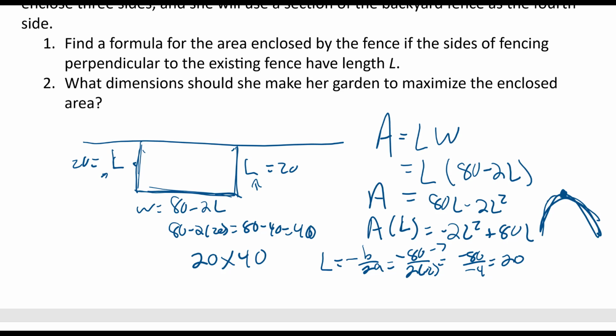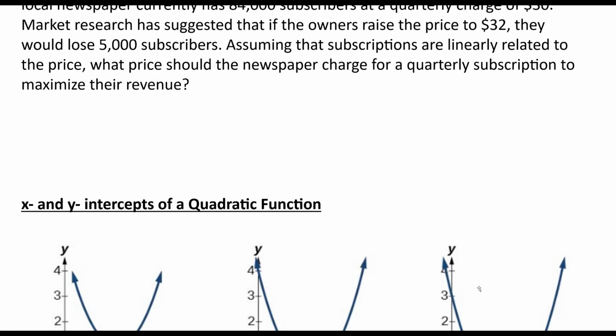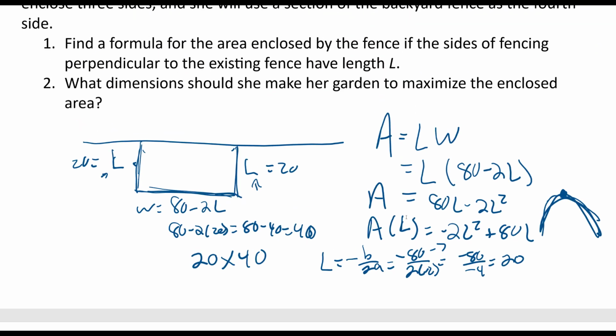You could plug it into the area. You could put 20 in here. You get the same answer. So it could be negative 2 times 400 plus 80 times 20.